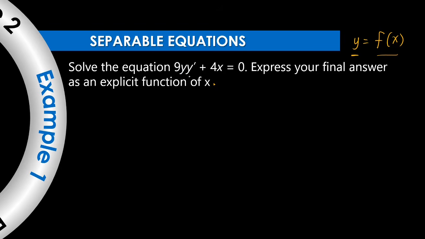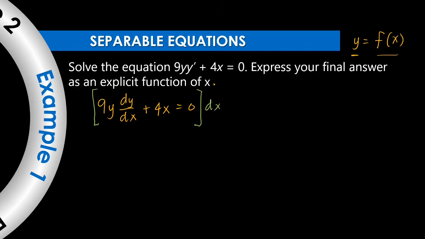So, what's the first step in solving this differential equation? The first step is to express y prime in terms of dy over dx. So, 9y multiplied by dy over dx and then plus 4x equals 0. So here, in order to separate the variables x and y, we need to multiply both sides of the equation by dx.